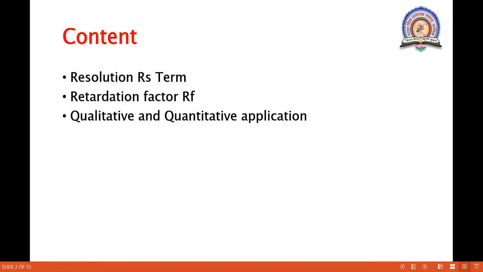This lecture is the last point of this second chapter. So this part is the last point from this chapter. So we start with the first, that is the resolution term.